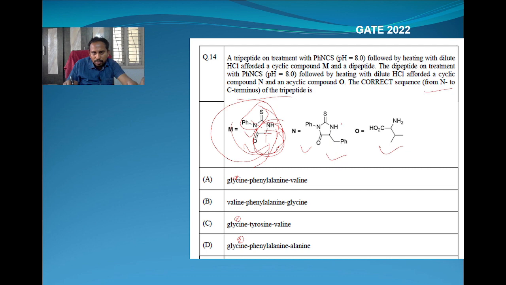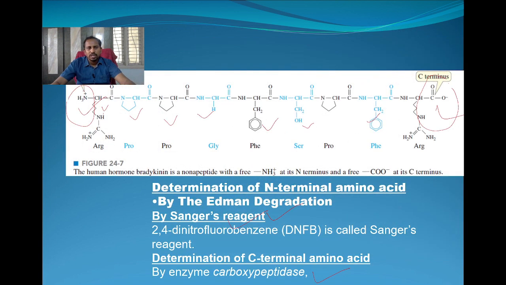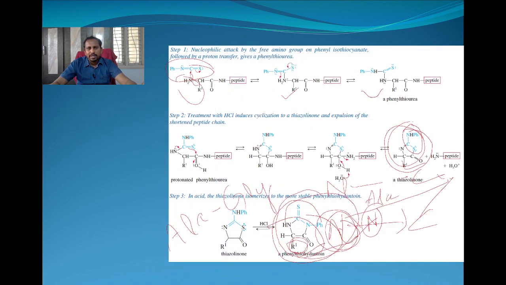Then the next compound comes from this part, which is phenylalanine. So glycine, then phenylalanine. Then we get O, the last product, which is valine. So the answer is A. This question can be solved using N terminal peptide analysis by Edman degradation. If you study Edman degradation, you can solve this question very easily. This is the Edman degradation product, and in this way you answer the question.